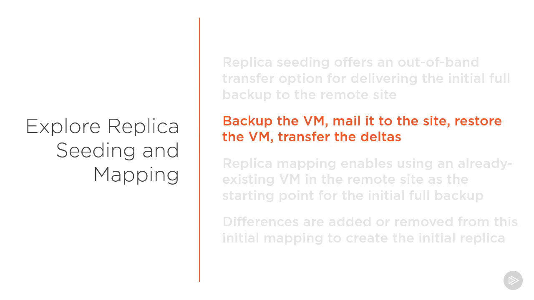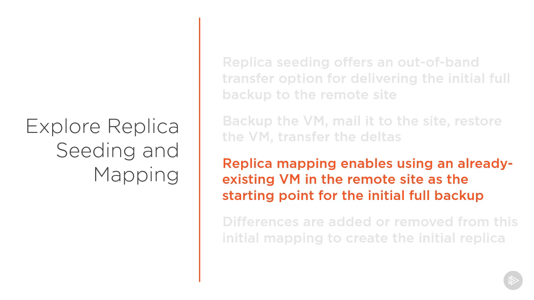Now, this process obviously requires you to mail or drive over that initial backup of the virtual machine. But as I said earlier, some of these virtual machines, in fact, many of these virtual machines, have a lot of similarity from one to the next. And so here we could use replica mapping, where we enable using an already existing virtual machine in that remote site as the starting point for the initial full backup.